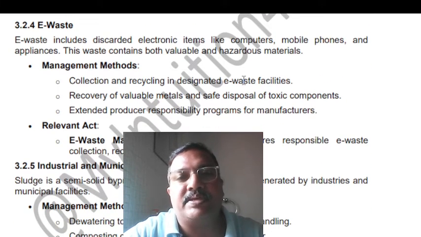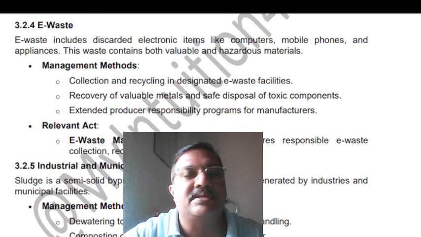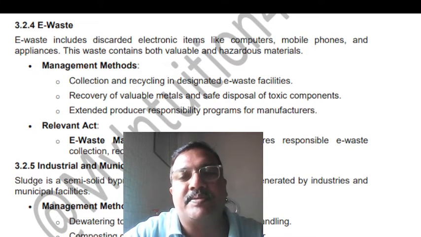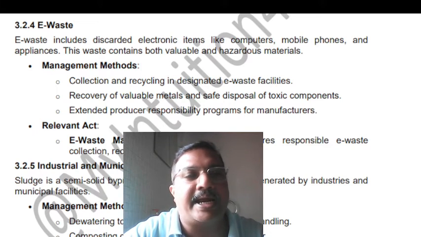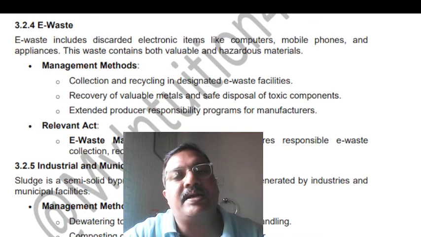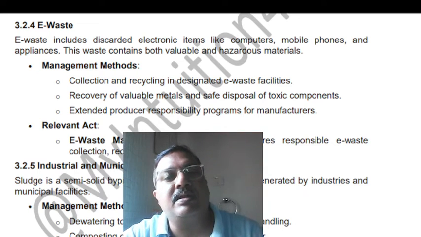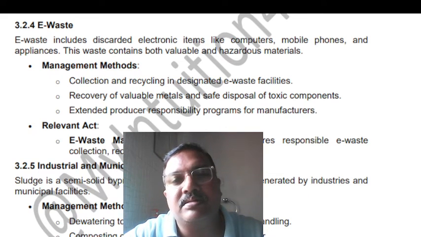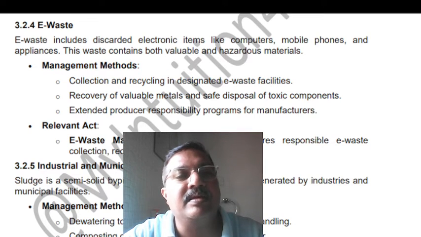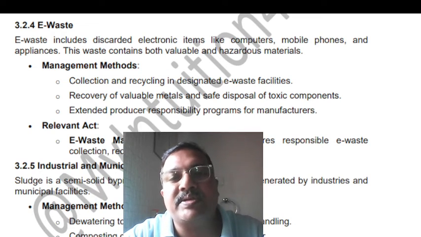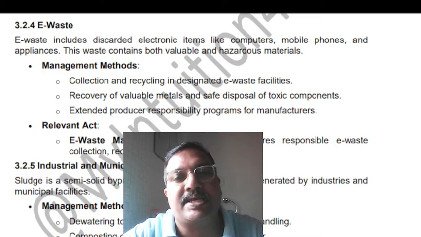Now comes e-waste. E-waste means electronic waste, like old computers, mobile phones, televisions, and other electronic gadgets. The electronic waste contains both valuable metals like gold and silver, as well as harmful substances like lead and mercury.